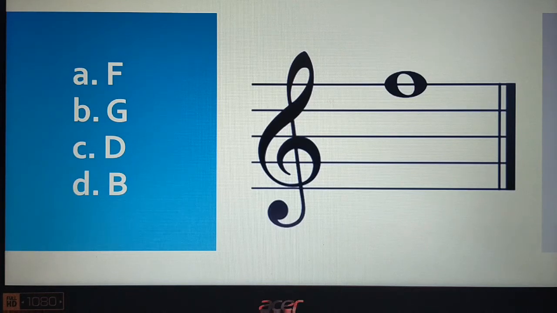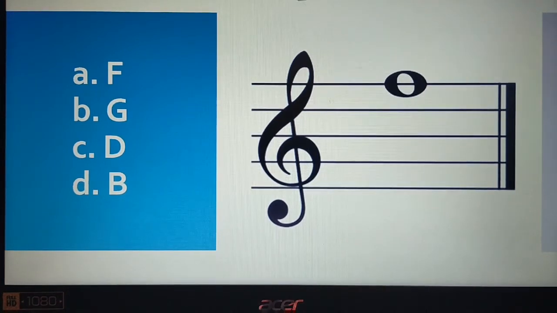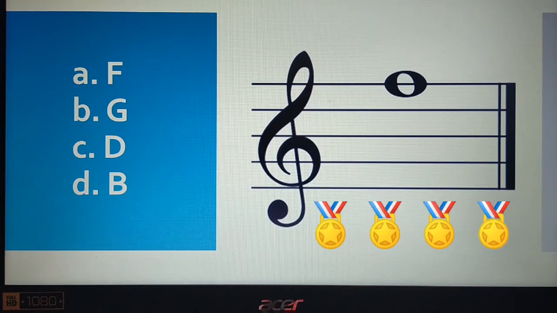Next, what note is this? A. F, B. G, C. D, D. B. The correct answer is F, because this is a treble clef and the note is on the 1, 2, 3, 4, 5th line of the staff. Very good. Now last one.